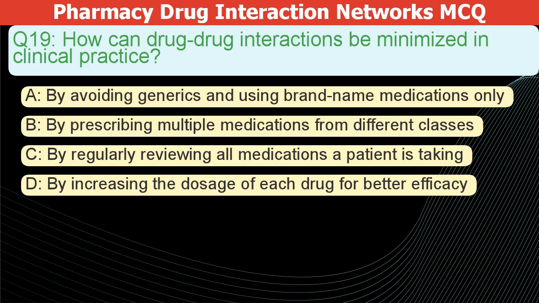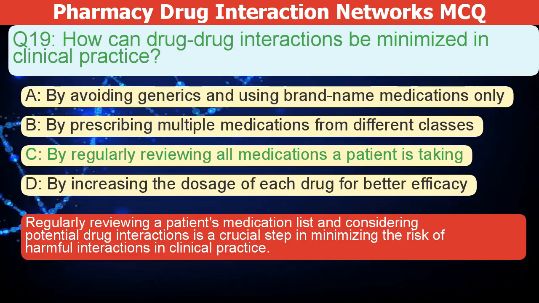How can drug-drug interactions be minimized in clinical practice? A. By avoiding generics and using brand-name medications only. B. By prescribing multiple medications from different classes. C. By regularly reviewing all medications a patient is taking. D. By increasing the dosage of each drug for better efficacy. The correct answer is C. Regularly reviewing a patient's medication list and considering potential drug interactions is crucial to minimizing harmful interactions in clinical practice.